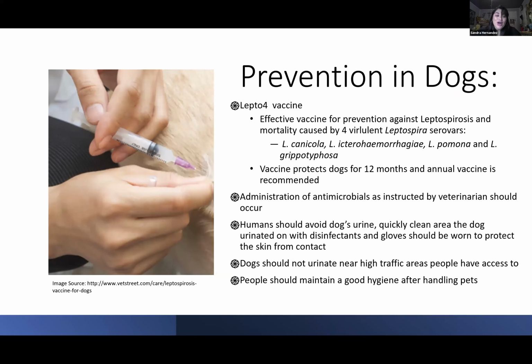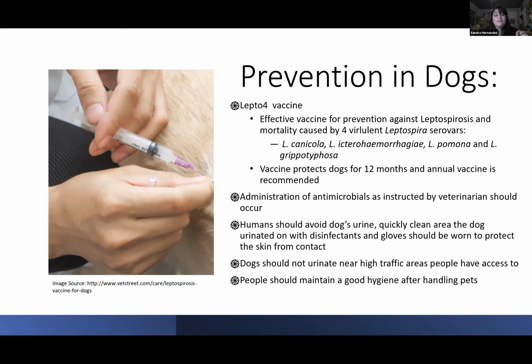And then prevention in dogs. There's actually a vaccination that's very effective for preventing disease and mortality caused by 4 virulent leptospira strains. That vaccination is called the Lepto4 vaccine. The leptospira that it protects against are Leptospira canicola, Leptospira icterohaemorrhagiae, Leptospira pomona, and Leptospira grippotyphosa. The vaccine protects the dogs for 12 months, and an annual vaccine is recommended.